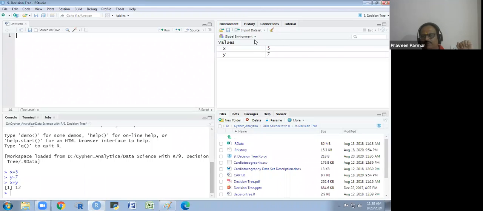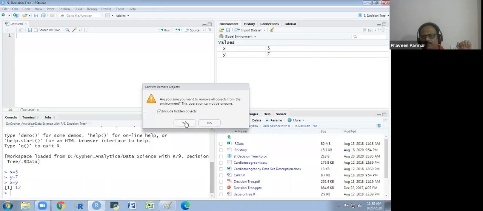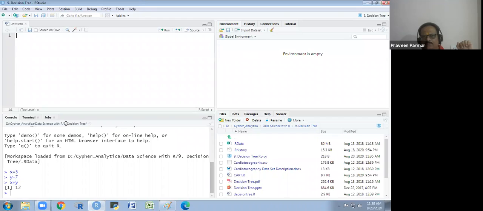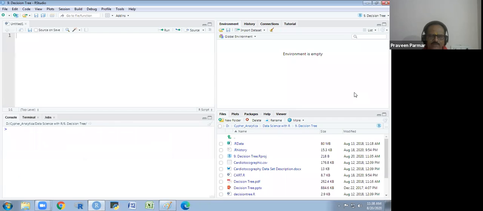I remove this from the global environment. So I will use this brush, and it will remove the items in my global environment. I want to remove the items from the console. Then I will use Control L. Control, then L. So I remove all the items from the console. And now I want to write something in my script.